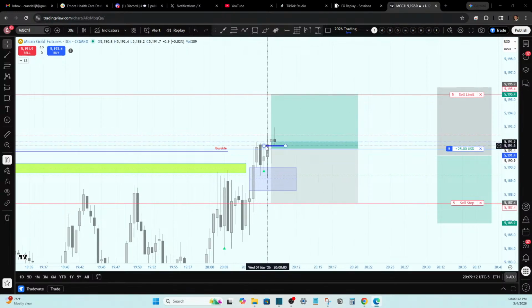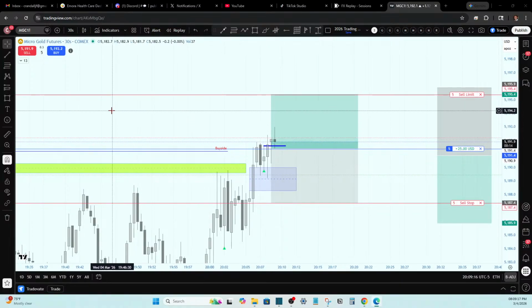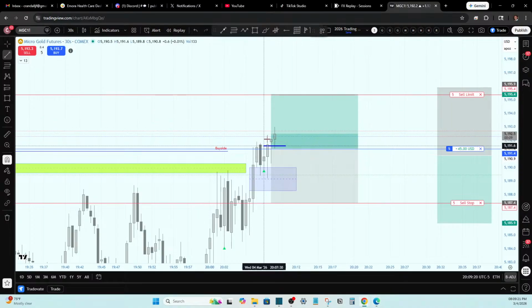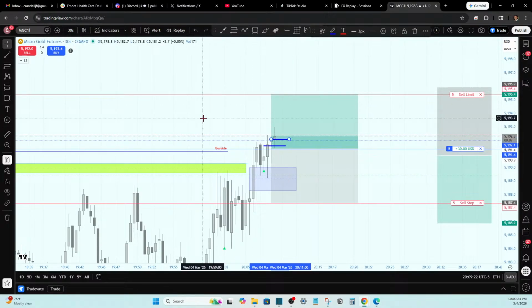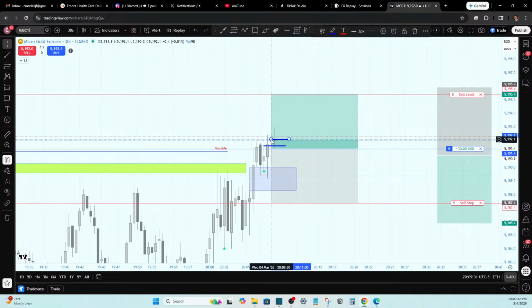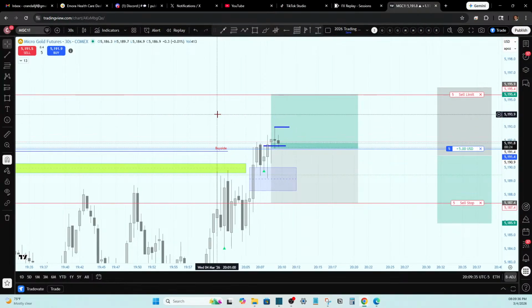Okay, so we got a candle close above the previous candle high on this one here. We're going to see if we get another one. It'd be really good if we got another one right here. Oh, nope. Okay. Still in the trade, though. See what happens.